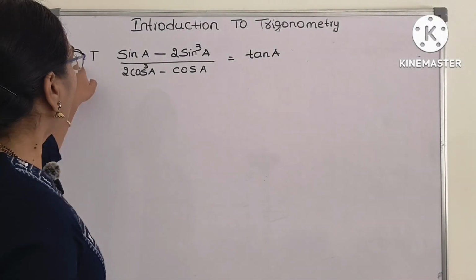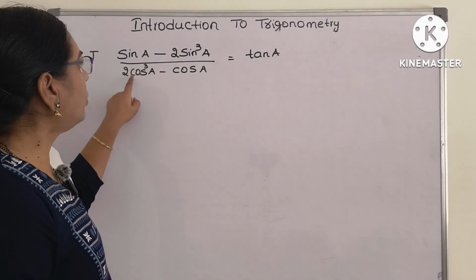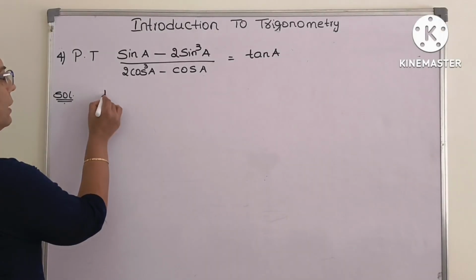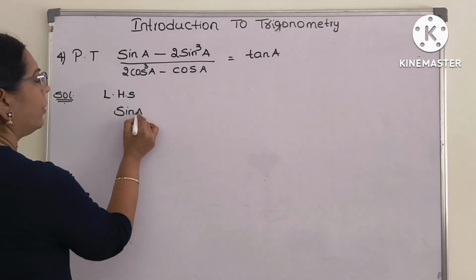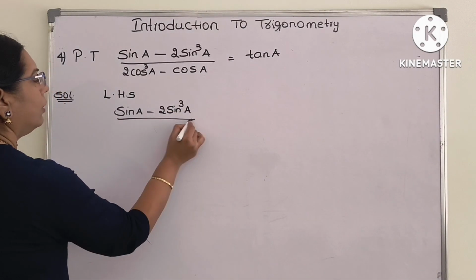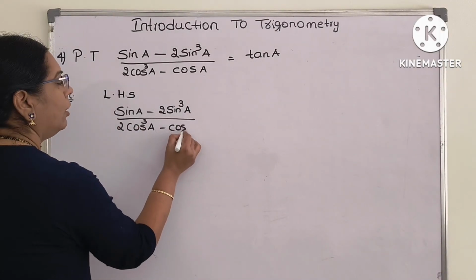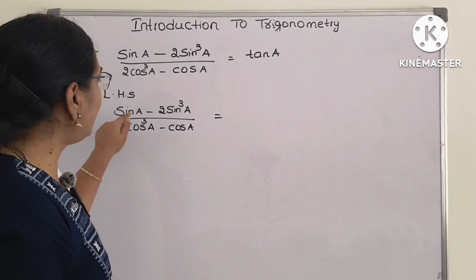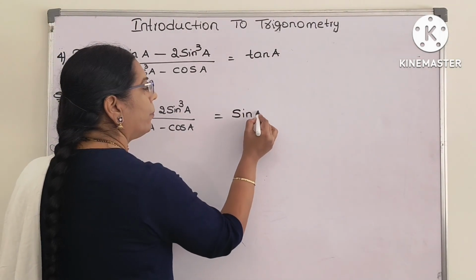The next sum, children. We have to prove that (sin A − 2 sin³A) by (2 cos³A − cos A) is equal to tan A. So let us take the LHS first: sin A minus 2 sin³A by 2 cos³A minus cos A. Now, the moment you see the numerator, what is very clear? It is clear that both the terms contain sin A. So, let us take sin A common.